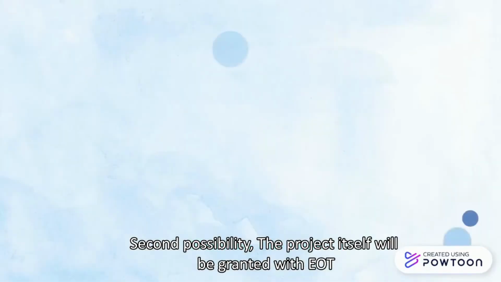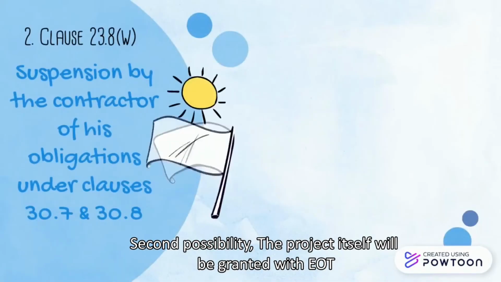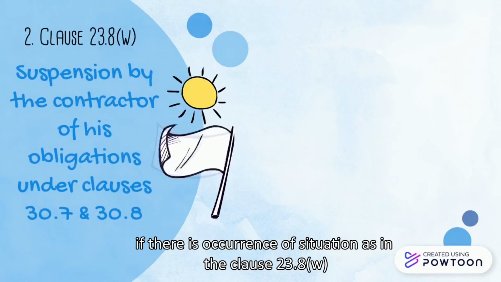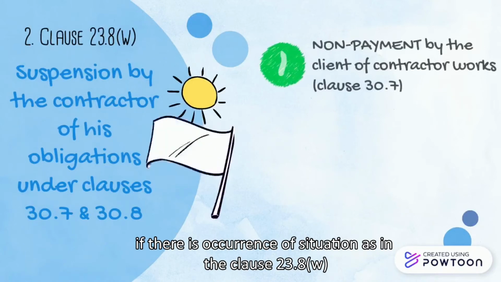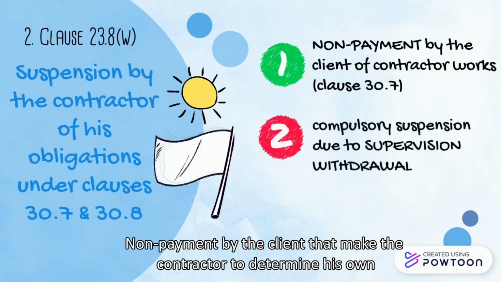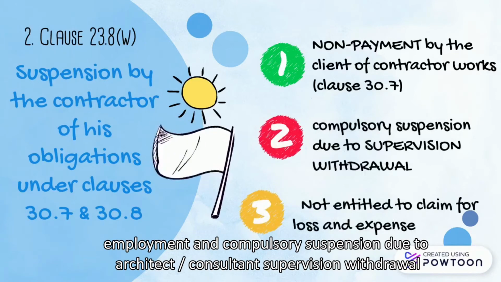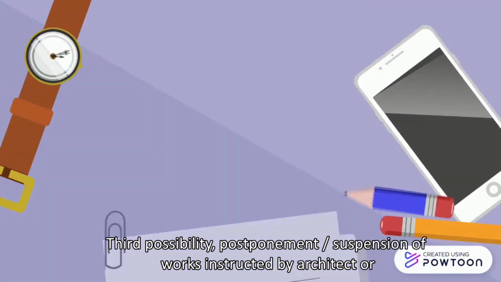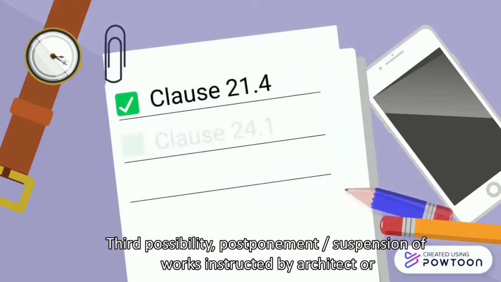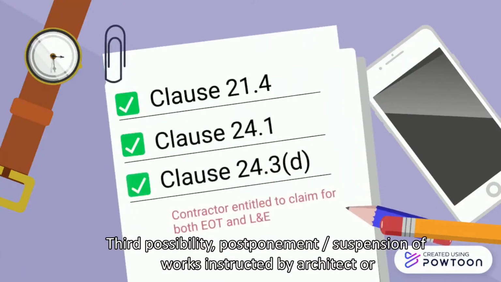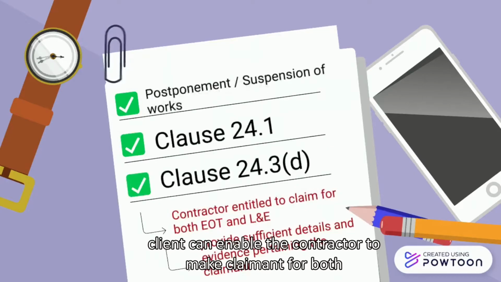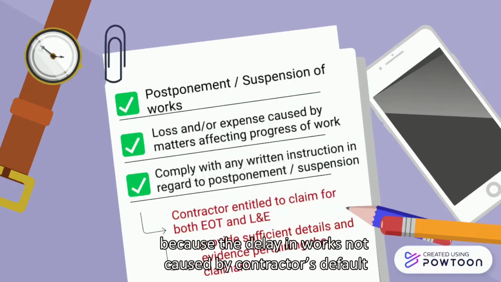Second possibility, the project will be granted EOT if there is an occurrence of a situation as in clause 23.8w: non-payment by the client that makes the contractor determine his own employment, and compulsory suspension due to architect or consultant supervision withdrawal. Third possibility is postponement or suspension of works instructed by the architect or client, which can enable the contractor to make a claim for both, because the delay in works is not caused by the contractor's default.